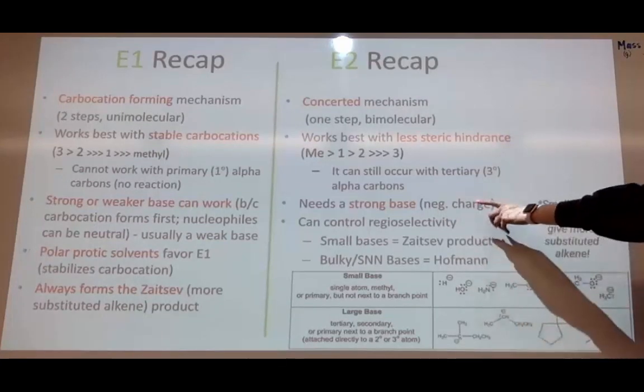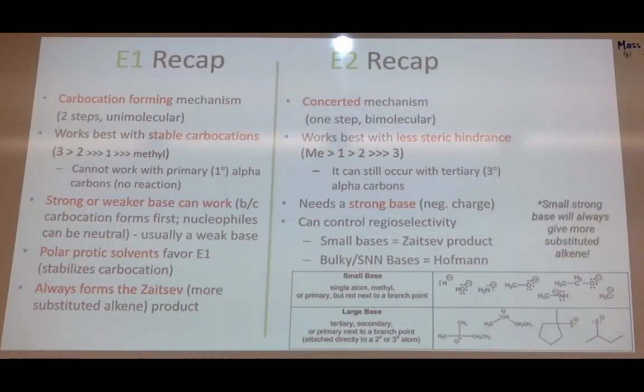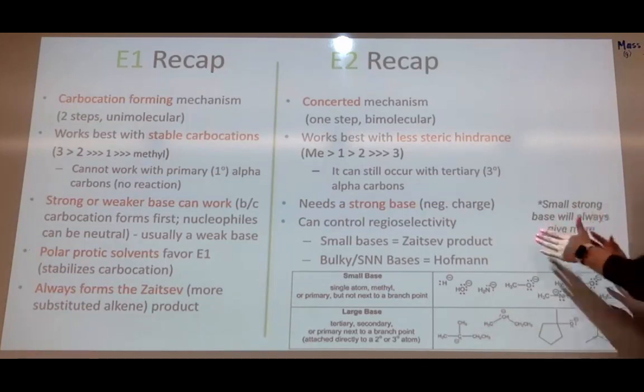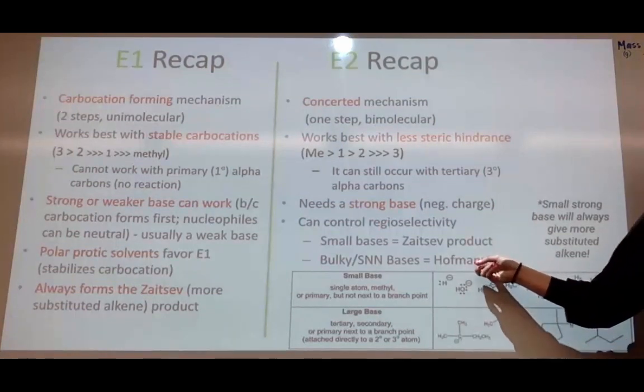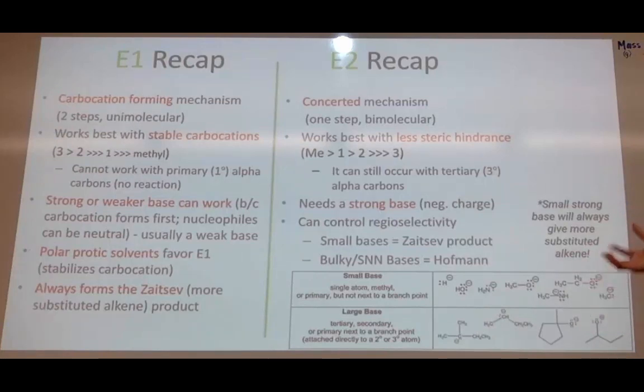But then with E2 reactions, we can control the regioselectivity. Regioselectivity is, are you forming the more substituted alkene or the less substituted alkene? And to control regioselectivity, that's based on the size of the base. Small bases will produce the more substituted alkene because there's less steric hindrance. The bulky bases, or the SNN, strong non-nucleophilic bases, those will form the Hofmann product. That's the less substituted. Because again, due to steric hindrance and the size of those bases, it's going to pull off the least hindered beta hydrogen.